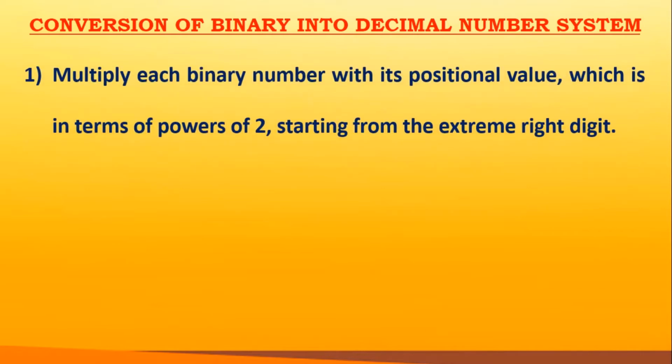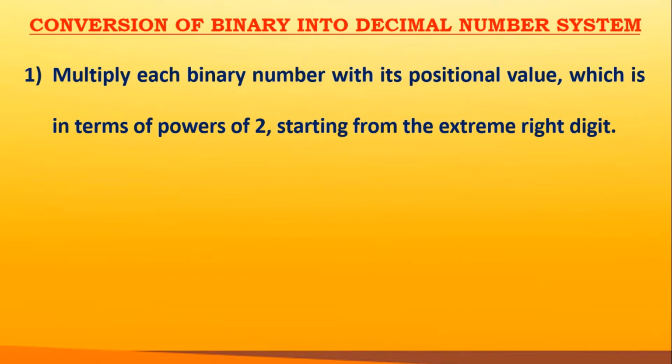We are converting binary into decimal. Binary with the base 2, 0 and 1. Decimal with the base 10 from 0 to 9. Okay, let's go further. So here the rule number 1 for converting is multiply each binary number with its positional value, which is in terms of power of 2, starting from the extreme right digit.